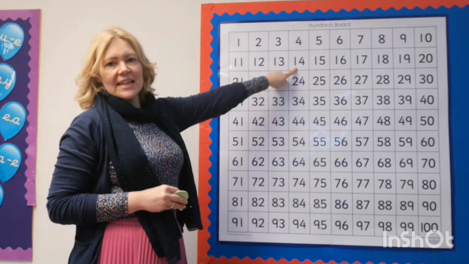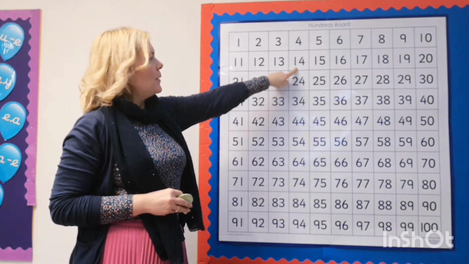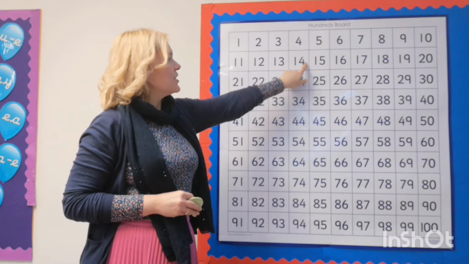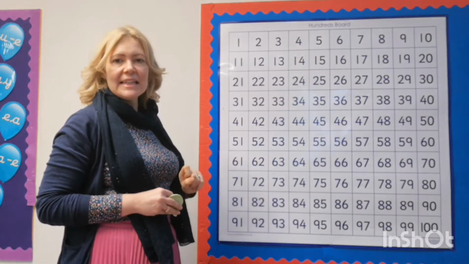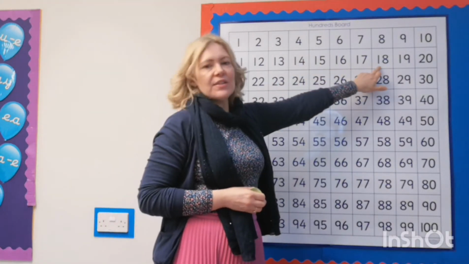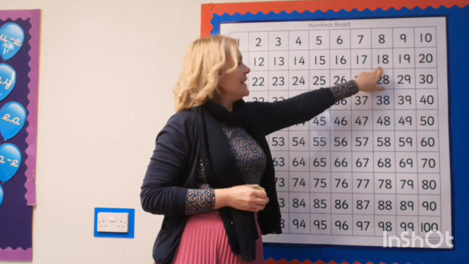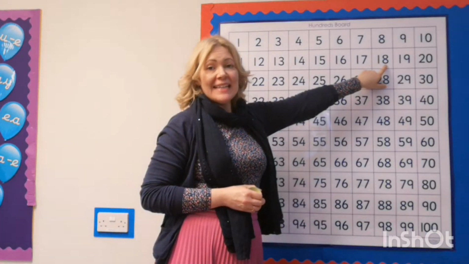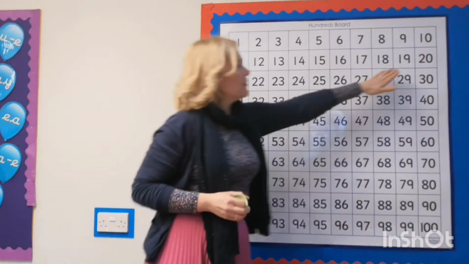Then let's go to this one here. What number is this? It's a teen number because one's in front. Look to the other number to see what teen. It's 14. And the next number, what number is this? It's a teen number because the 1 is in the front. Behind it is an 8. So it must be 18. What about this number on the end?